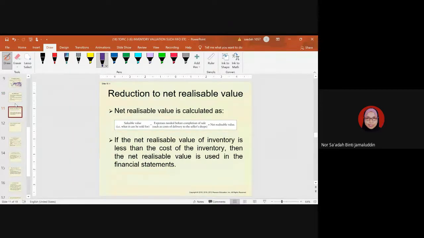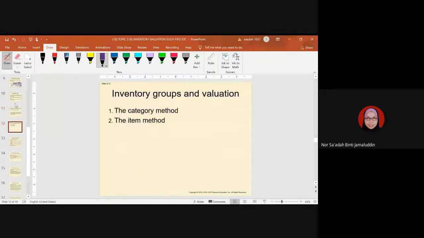Okay, reduction to net realizable value. Okay, how to calculate the net realizable value, sellable value. Okay, jumlah kita jual tadi, we should minus expenses lah, apa yang kita beli. So kita akan dapat net realizable value. If the net realizable value of inventory is less than the cost of the inventory, the net realizable value is used in the financial statement. Okay, kalau net realizable value tu kurang daripada nilai cost kita, okay, kita akan guna net realizable value tu dalam kita punya financial statement. So kita akan record yang kurang lah pada nilai yang lebih kurang.